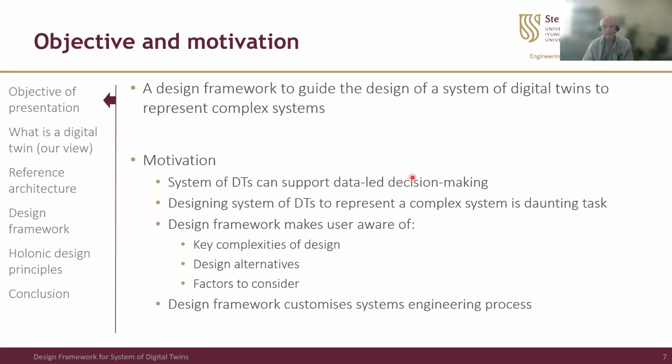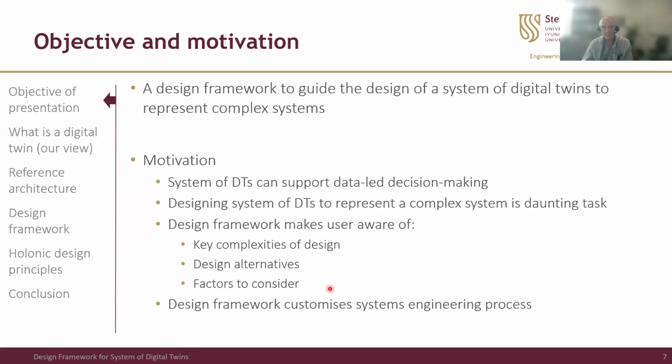So in our case, the primary user is often someone who uses the information that is produced by the digital twin to make decisions about the physical system or the real world system that then will affect the real world system. If you start working with complex systems like we do, then designing such a system presents many choices, and the design framework makes it easier. It gives you some of the key complexities, makes you aware of them, and what alternatives to consider and what factors to take into account.